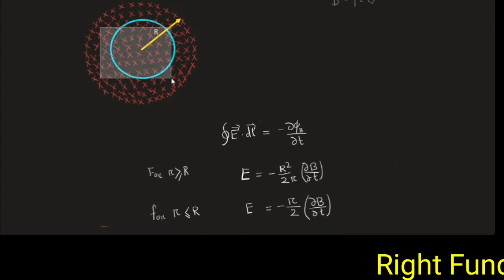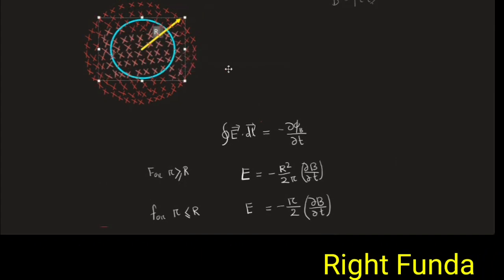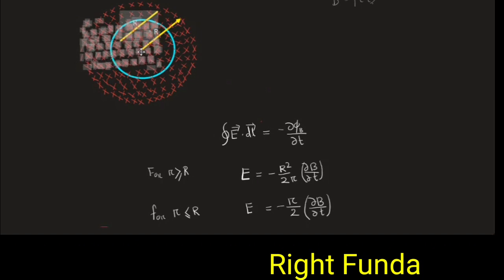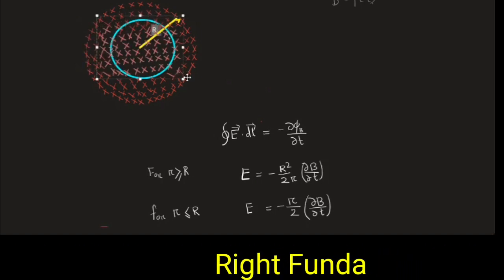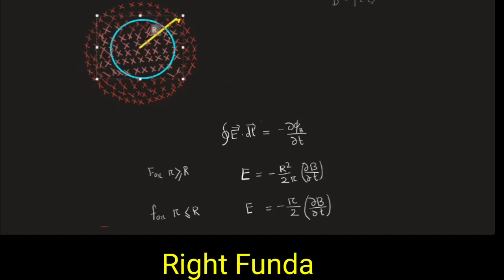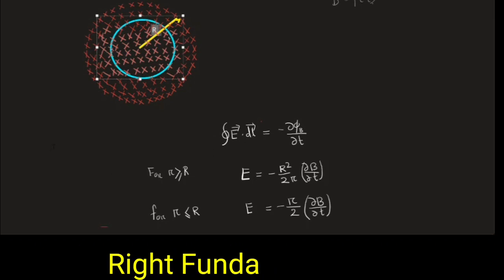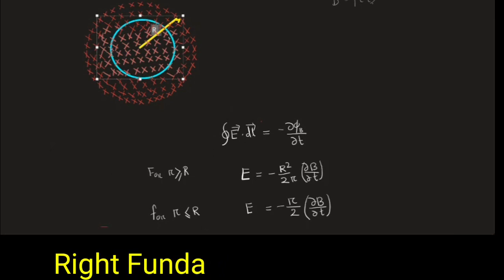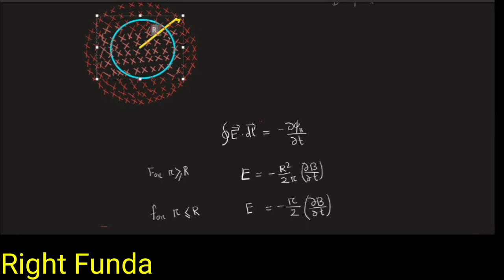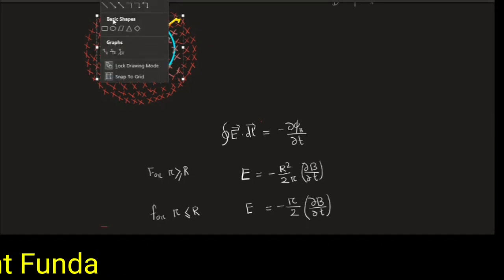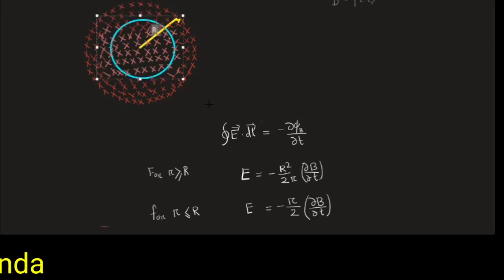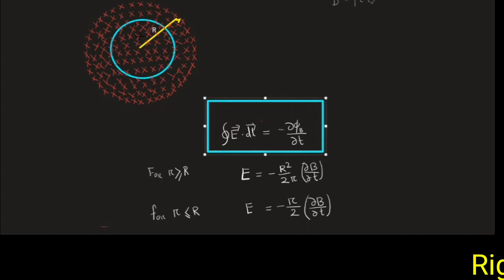One is that first we'll take the ring like this, and in the second case we'll take a bigger radius of the ring, a big radius on this side, radius r. So we got the two equations. I just put them in a box so that it will be easier. So this is my Faraday's law, and two cases we obtain.